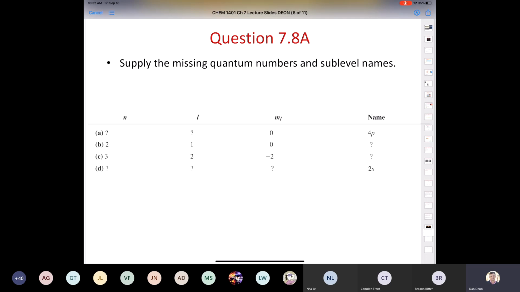Supply the missing quantum numbers and sublevel names. I'm going to give you guys a second to look at this one. See if you can figure it out. I'll give you 60 seconds. And Brittany, if you're wondering what kind of questions you have to be able to answer, this would be the type of question that you have to be able to answer. I'm not going to be asking for an essay about de Broglie.